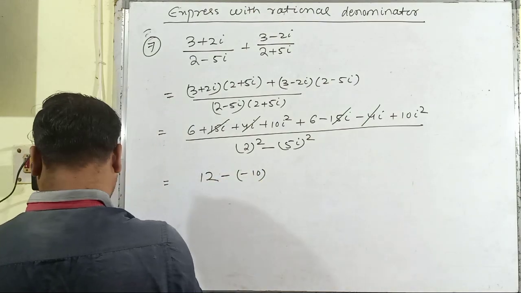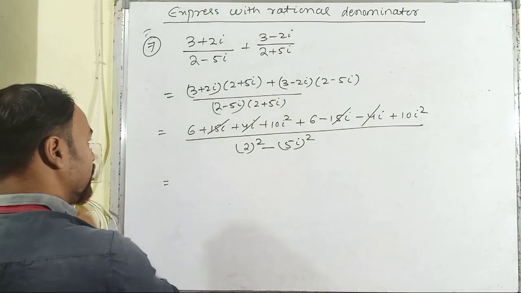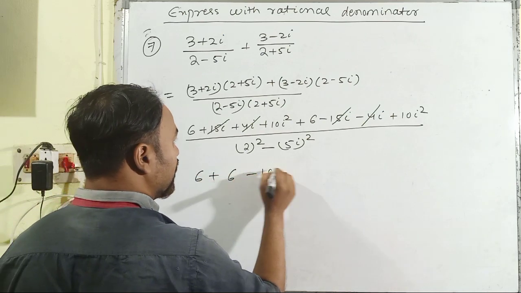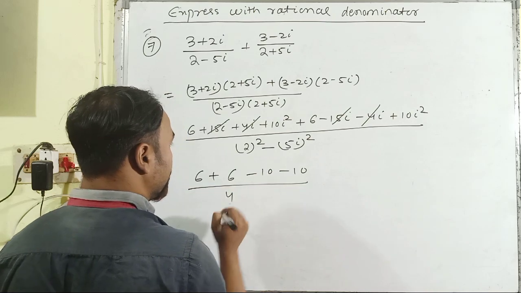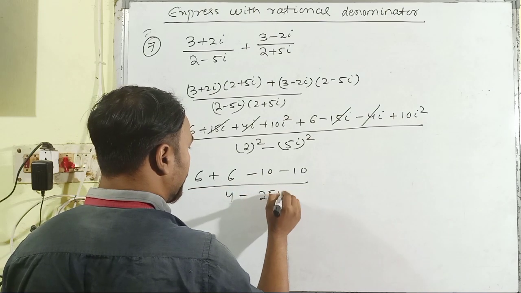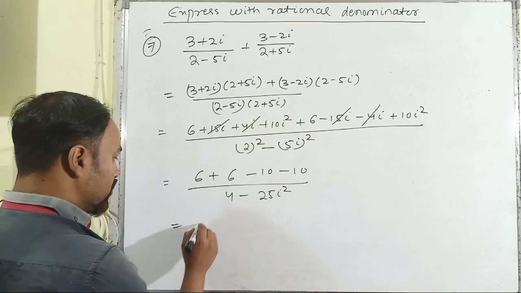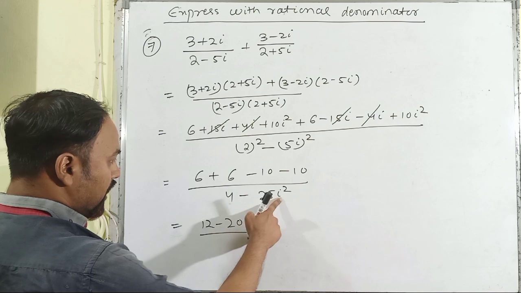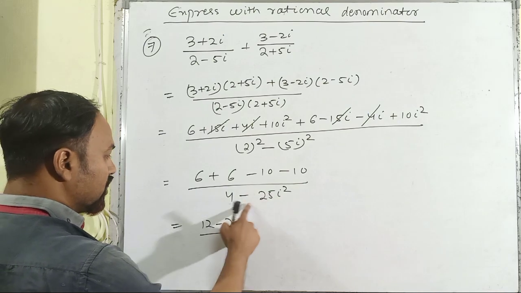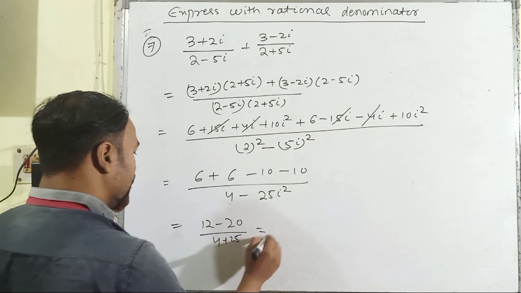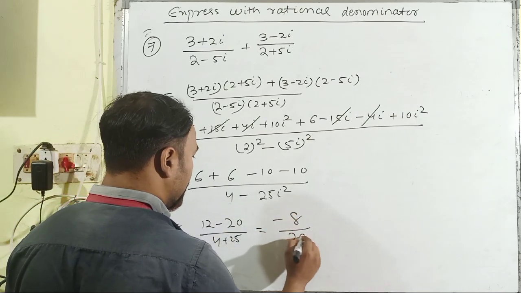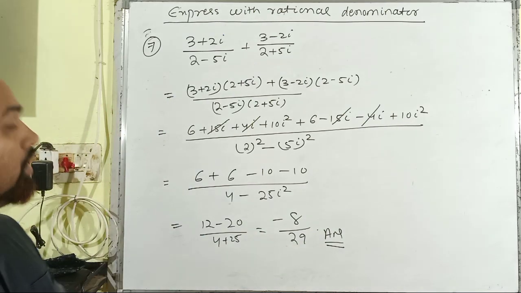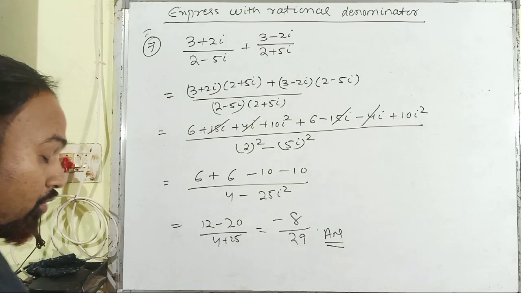So 6 + 6 - 10 - 10, whole divided by 4 - 25i². That means 12 - 20 divided by, the value of i² being -1, 4 + 25. This is -8 over 29, and here is the answer for the 7th problem. Then let us move towards the 8th problem.